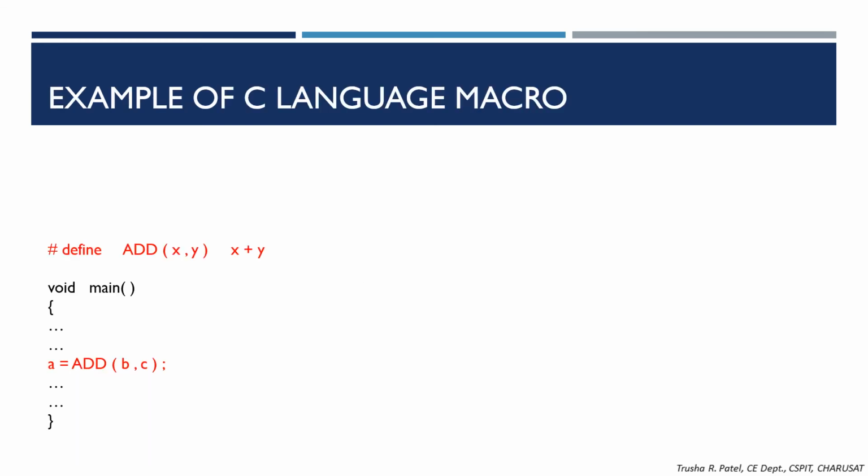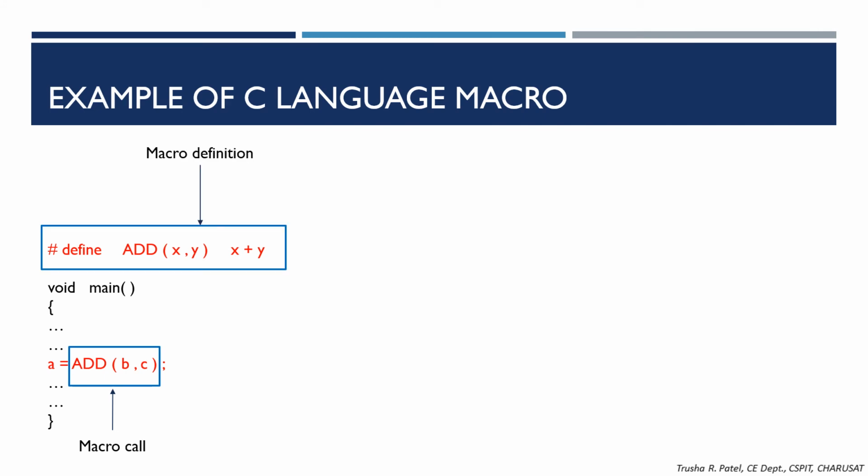So let's see an example of a macro in the C program. Inside the C program, this is your macro call. The name of the macro is add, and this is your macro definition. Inside the macro definition, you have written x plus y, that is the body of your macro. The x, y parameters which you have passed to this macro are called the formal parameters. And during the call of the macro, the parameters you are passing are called the actual parameters.